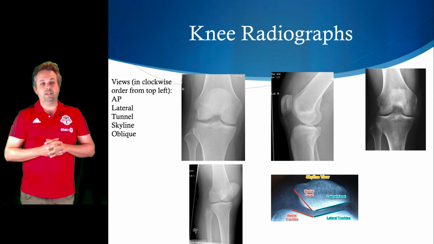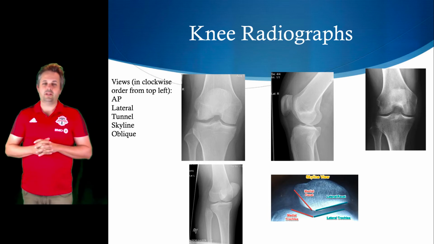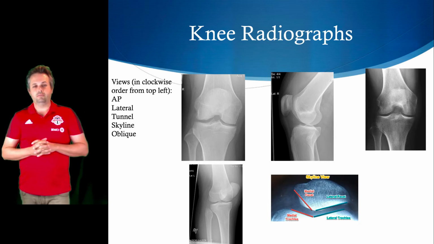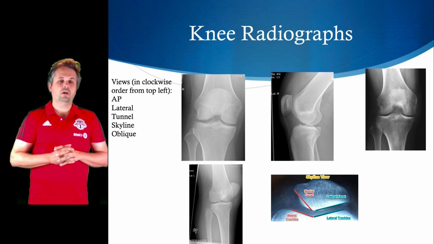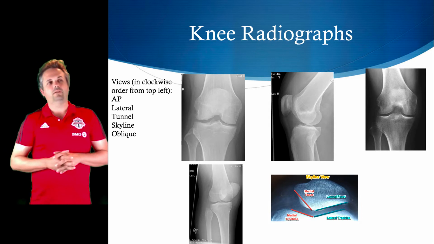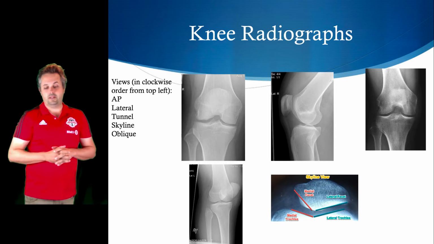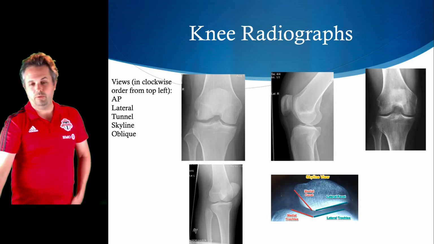And finally, an oblique. Oblique is more of a trauma set that we typically see in the hospital setting, in an emergency department, or that orthopedic surgeons will order, but it can also be helpful from a sports medicine perspective to take a look at both osteochondral defects of the condyles of the femur, as well as impaction fractures that can be associated with ACL tears.